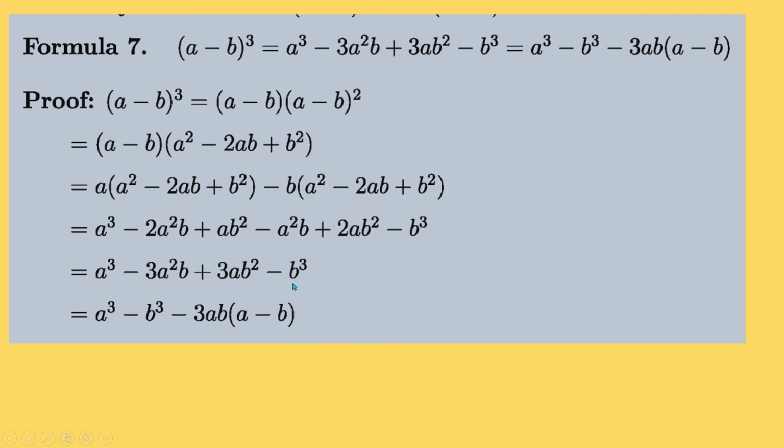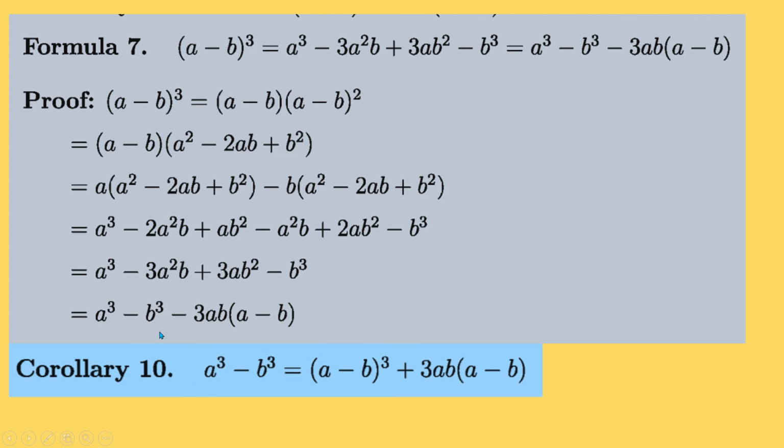And when this is converted into the left side it will be (a − b)³ + 3ab(a − b). That means a³ − b³ equals (a − b)³ + 3ab(a − b). This is another corollary. That means corollary number 10. a³ − b³ equals (a − b)³ + 3ab(a − b). Clear, student? Okay.